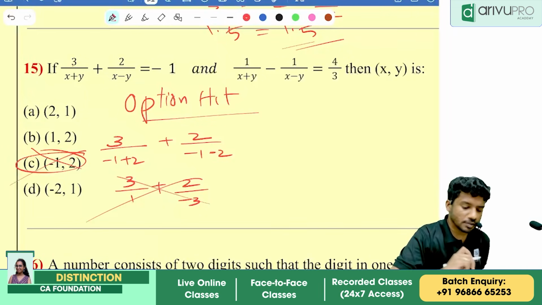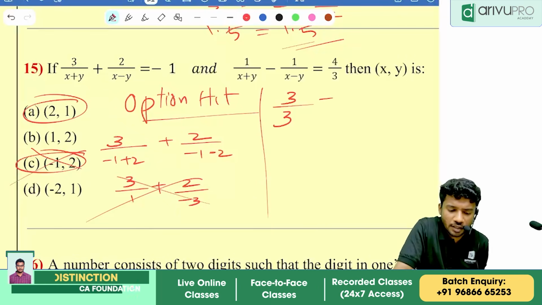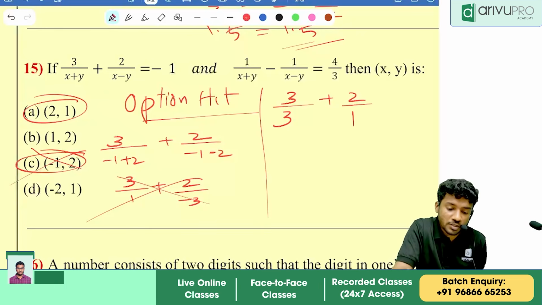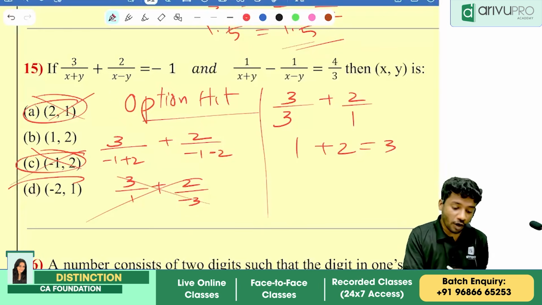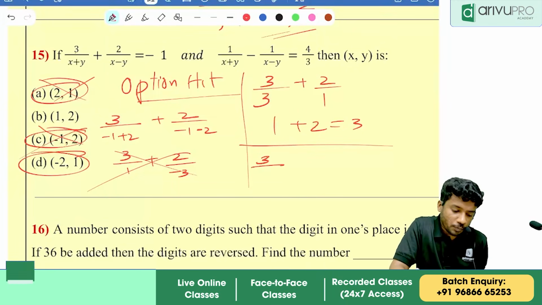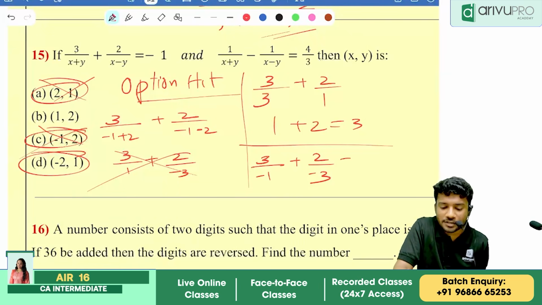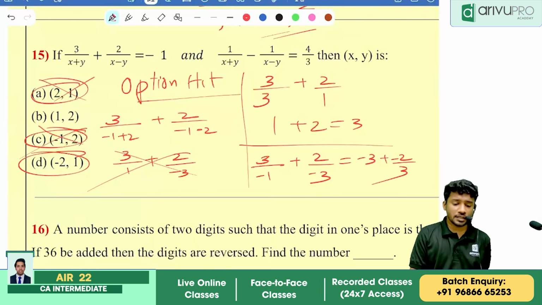Tell me the next option. Option A, we will try option A. 3 divided by 2 plus 1 is how much? 3. Plus 2 divided by 2 minus 1 is how much? Sorry, 2 divided by 2 minus 1 is 2. Which is equal to 1 plus 2, which is equal to 3. Next one. Option D. We will check that. Option D means 3 divided by minus 2 plus 1, which is minus 3, plus 2 divided by minus 2 minus 1, which is minus 2 divided by 3. Is that the answer, people?